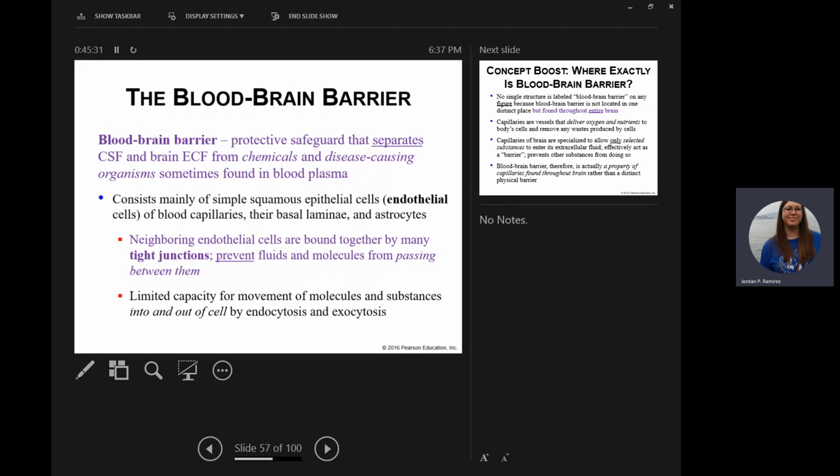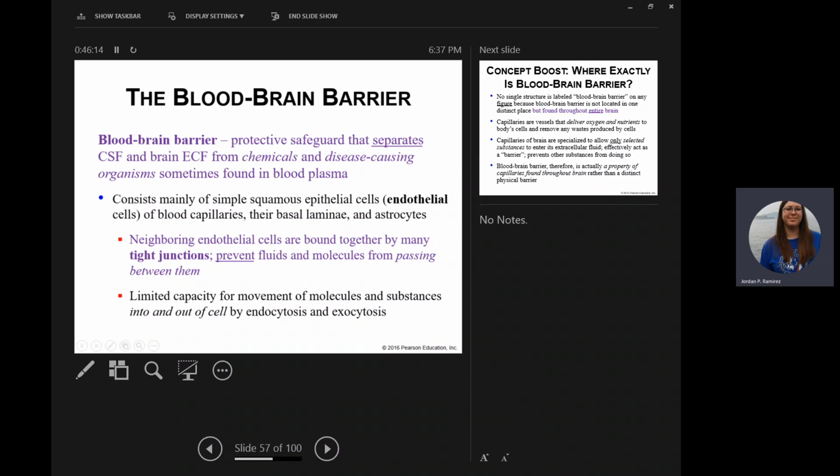So it mainly consists of simple squamous epithelial cells, or in particular endothelial cells of the blood capillaries. So endothelial cells are lining the capillaries. It's essentially a single layer of cells, but what they are is simple squamous epithelial cells. Simple means one layer. Squamous meaning what? Flattened, scale-like cells. So endothelial cells have a certain name because they're in a certain place, but they're the same thing. It's one layer of these very thin, kind of flattened cells, okay?